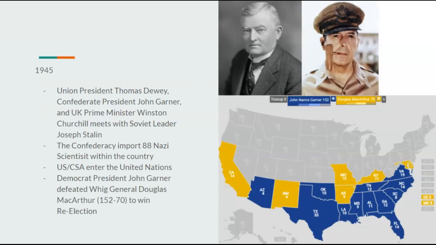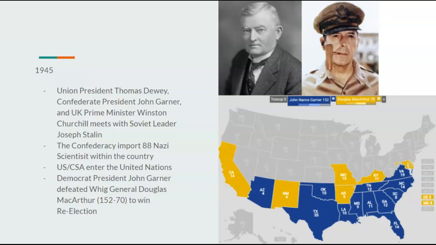We started off in 1945 with the Union President Thomas Dewey, Confederate President John Garner, and UK Prime Minister Winston Churchill, who meet with Soviet leader Joseph Stalin in Moscow. We start off with that. The Confederacy imports 88 Nazi scientists into the country. This is what America did, but this time it's the South that's doing it. I guess you can guess what's happening. And the U.S. and the CSA both enter the United Nations, so that's still a thing.